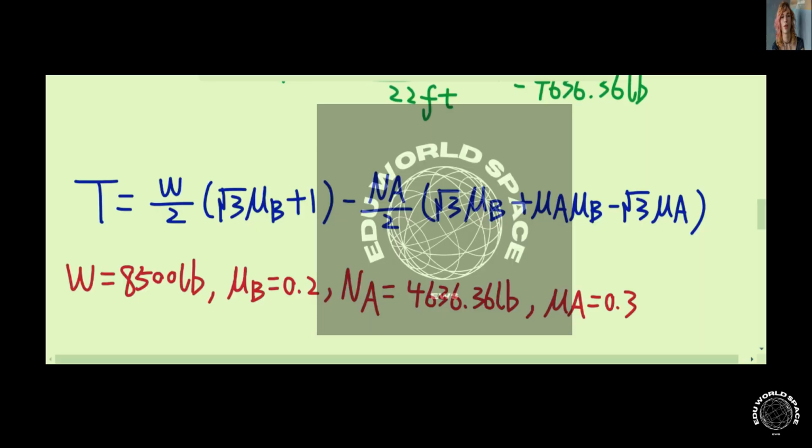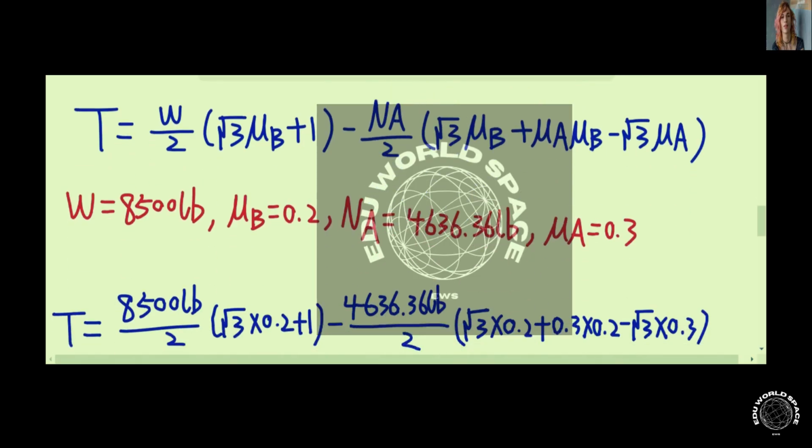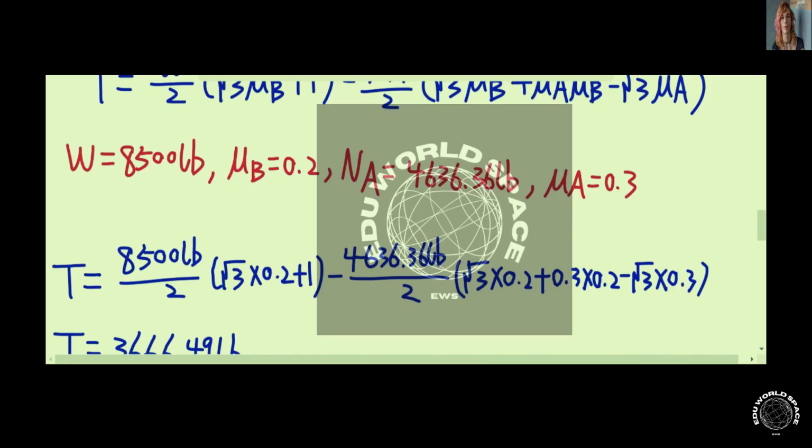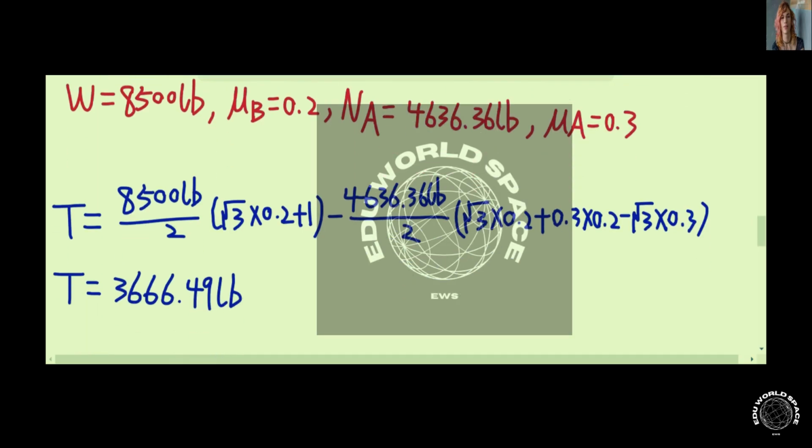So now we can substitute the variables with the values here, since we know the weight of the garbage bin is 8,500 pounds, the coefficient of static friction at point B is 0.2, the normal force at point A is 4636.36 pounds, and the coefficient of static friction at point A is 0.3. So now we have T is equal to 8,500 pounds over (2 times square root 3 times 0.2 plus 1) minus 4636.36 pounds over (2 times square root 3 times 0.2 plus 0.3 times 0.2 minus square root 3 times 0.3).